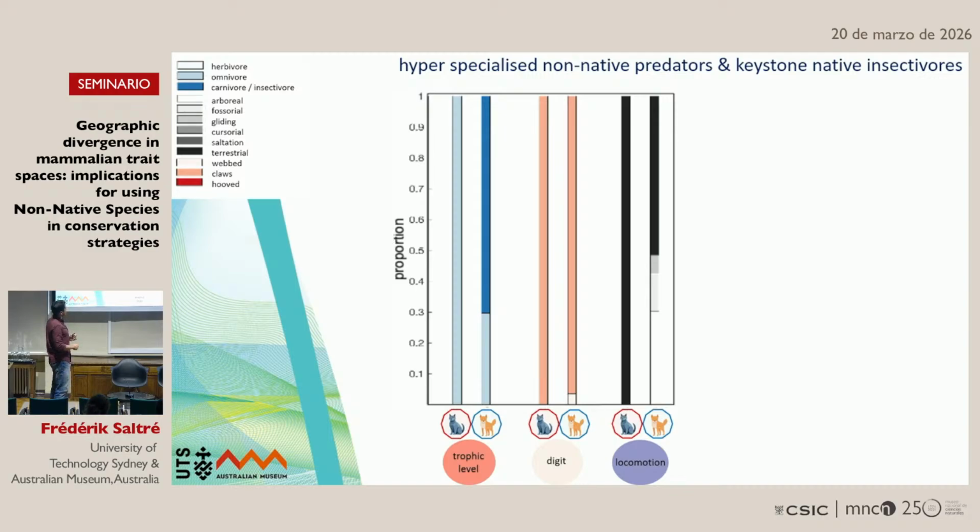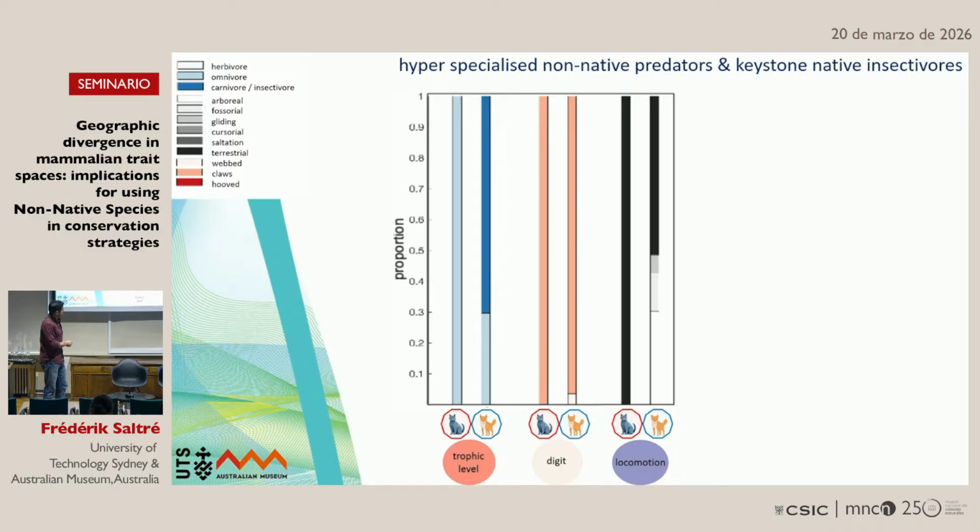Now, in terms of trophic level, digit, and locomotion, that's the proportion of those traits for each group. I'm not going to go through this graph too much. The only thing I want you to see is how uniform everything is with the non-native ones. We just have one type of trait. You're going to have omnivore, for example, for the trophic level. For the digit, you're going to have claws only. And for the locomotion, you're going to have terrestrial only.